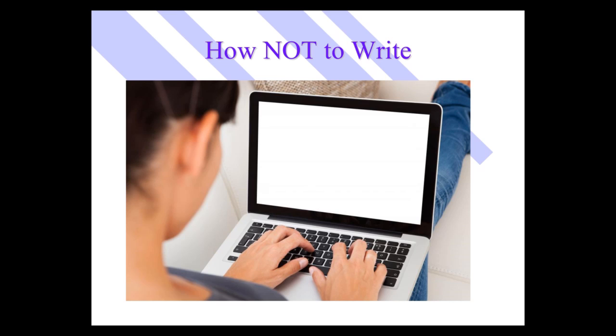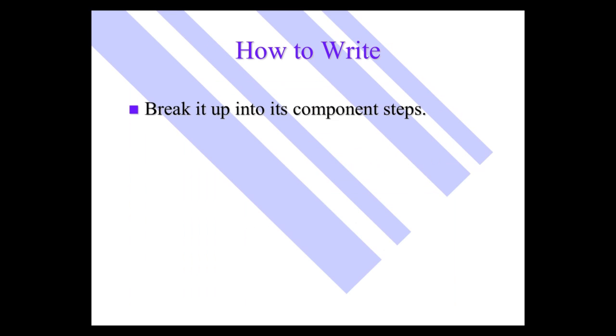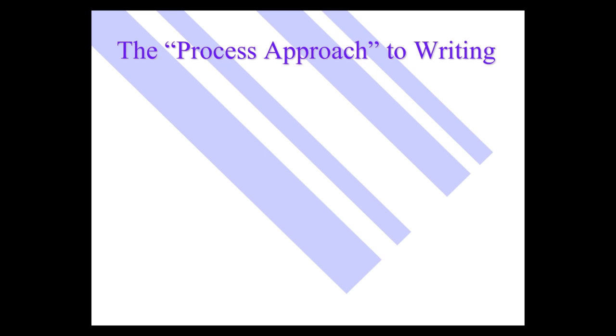What you need to do is break writing up into its component steps. We call this the process approach to writing, and those component steps are pre-write, where you come up with the content that's going to be in the document, free-write, where you come up with the words, and then rewrite, where you edit and polish it into its final step.